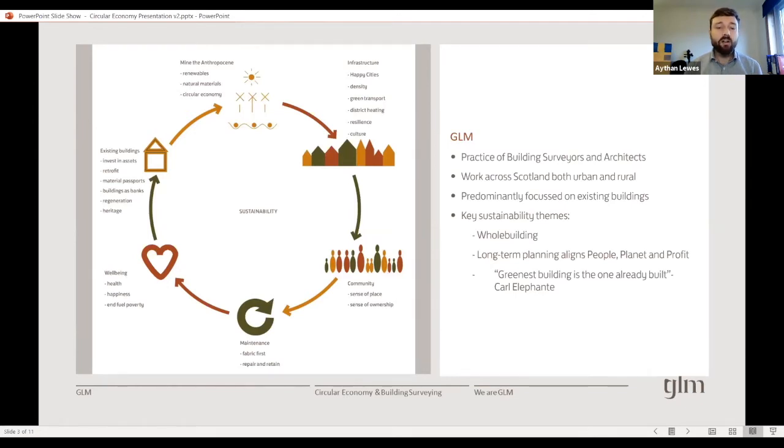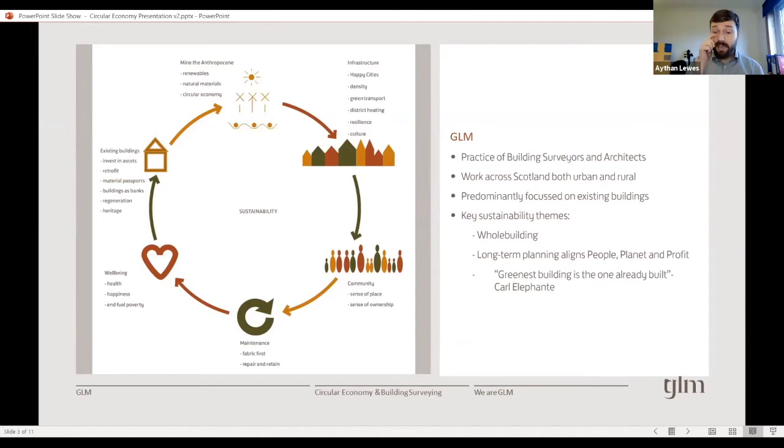We've taken as our own the well-used Carl Elefanti line about the greenest building, because that is always our starting point. Our sustainability credentials were more implied than explicit for many years, and it's only in recent times that we have become more communicative about our ideology and our approach. The graphic on the left here shows some of the key themes underpinning our thinking on the facets of sustainability. Of course, it's the top one that we're talking about today.